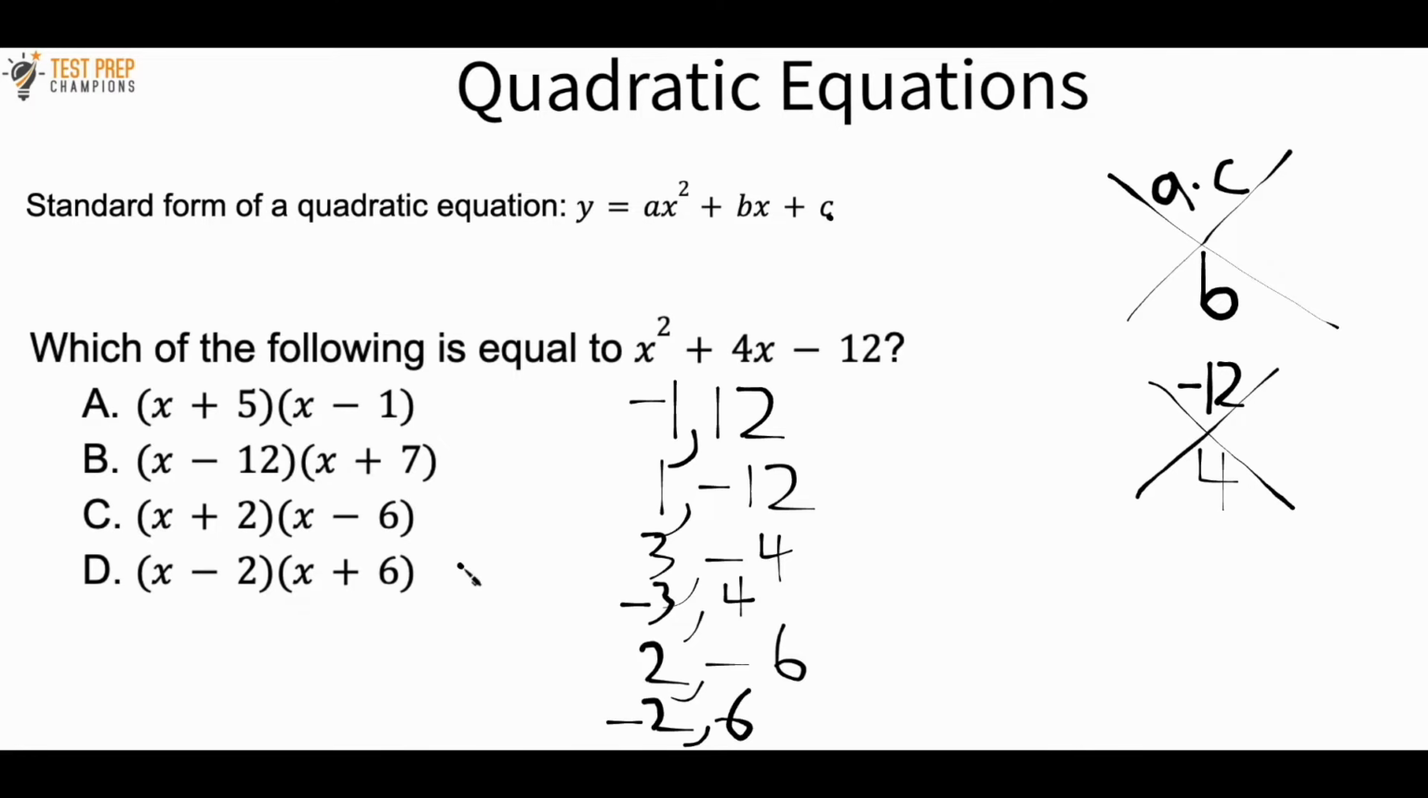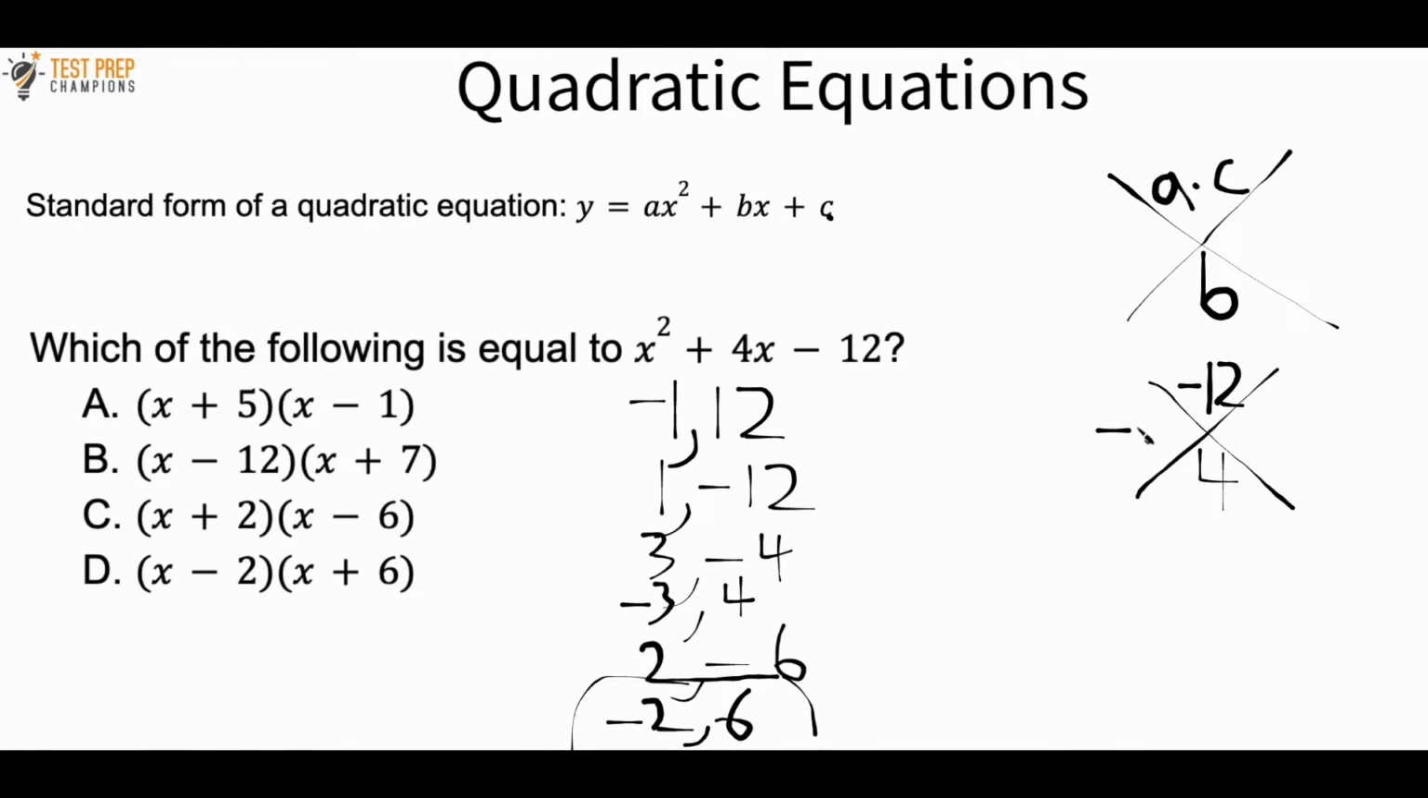But anyway, I see that all of these pairs will multiply together to give me negative 12. But the one that I want to pick is this negative 2 and 6. So negative 2 times 6 is negative 12, but negative 2 plus 6 is positive 4. So this is the pair that I want to go with.